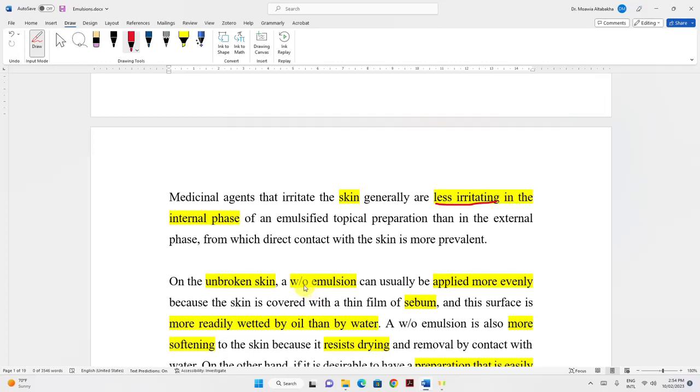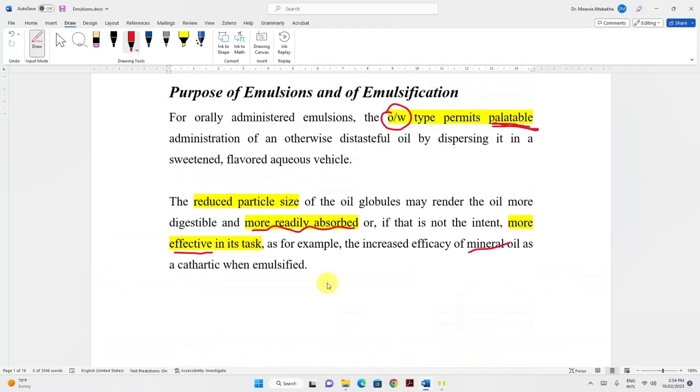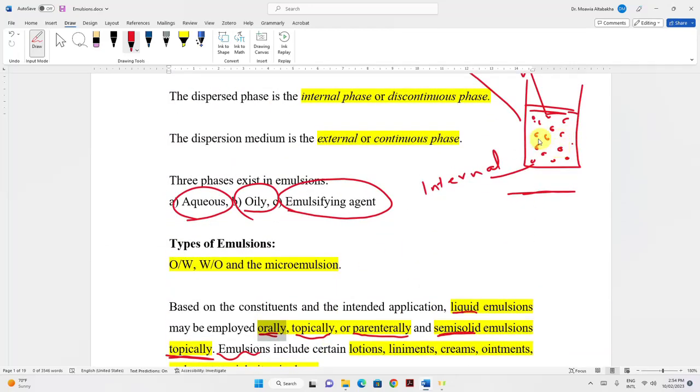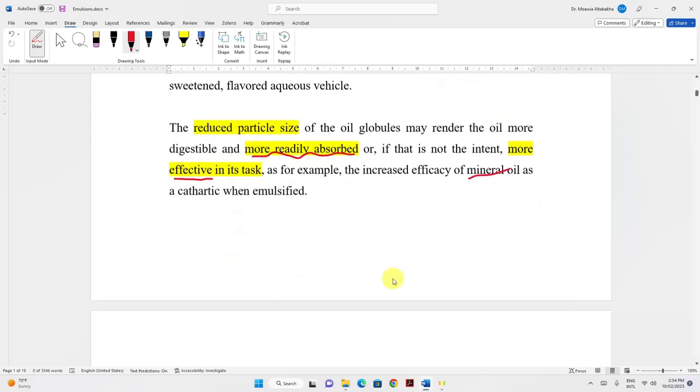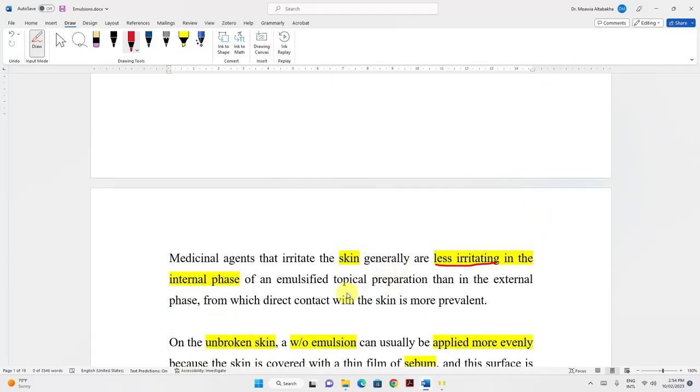If you have a medication that irritates the skin when applied, then you can make it in the internal phase. You can make it as globules in an external phase that will dominate the spreading on the skin. Okay, and it will make the medication less irritant because it will not have a lot of direct contact with the skin. It's kept in the internal phase, so it will make the medication less irritating.